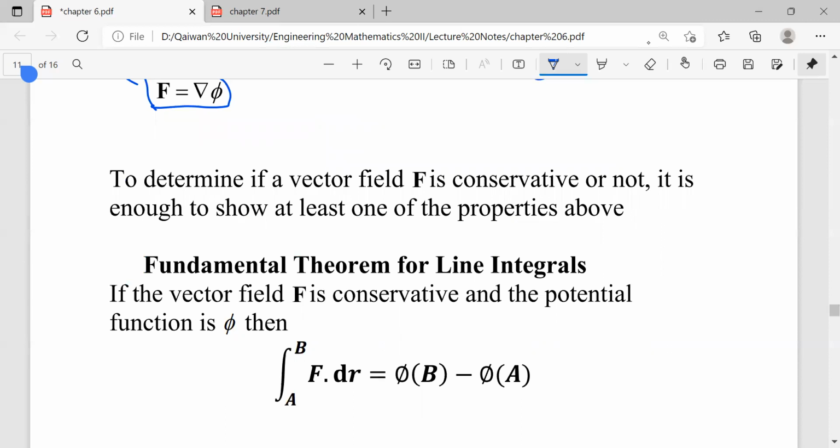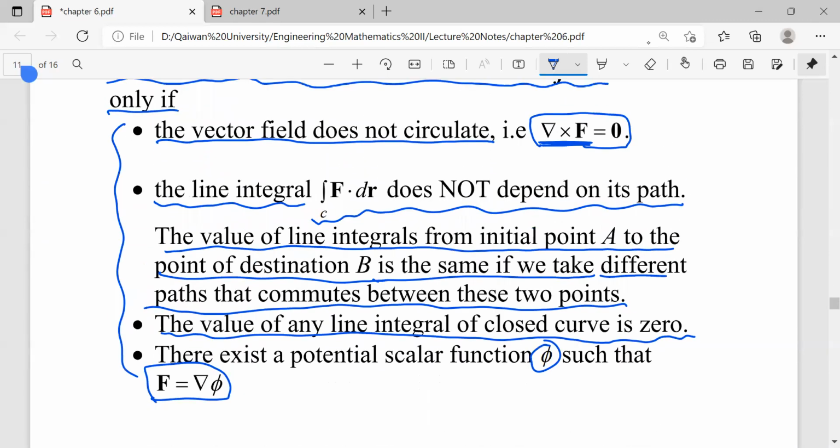To determine if a vector field is conservative or not, it is enough to show that at least one of the properties above fails. We say a vector field is not conservative if any of these is not satisfied. If the vector field satisfies all these properties, we say it is a conservative vector field. But if it doesn't satisfy at least one of these, it's not a conservative vector field.